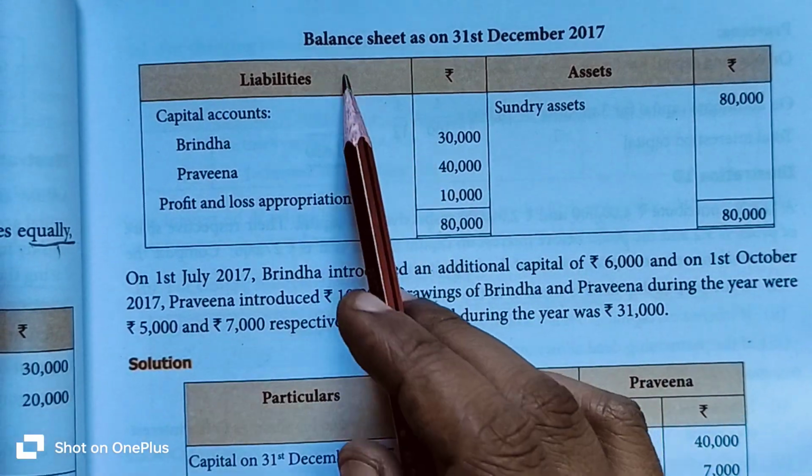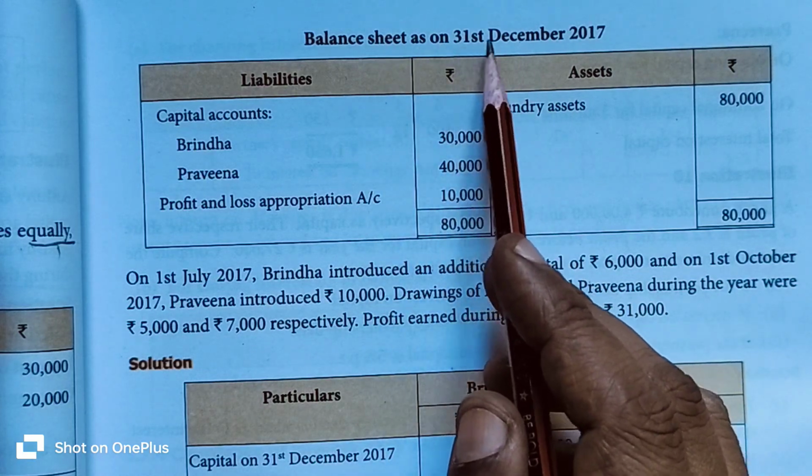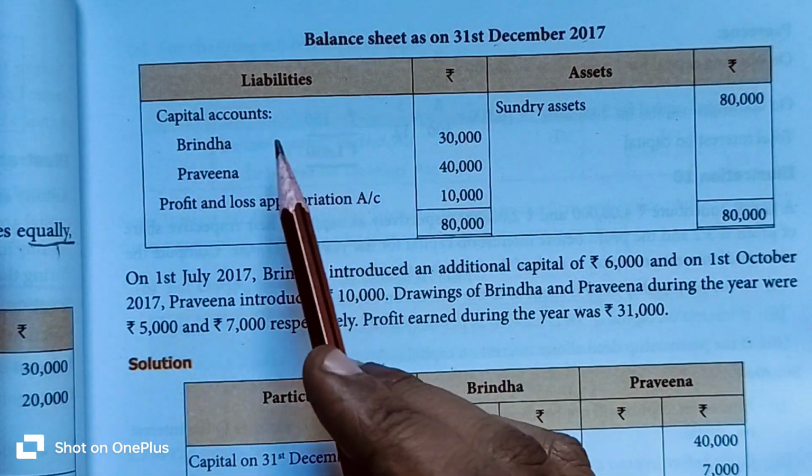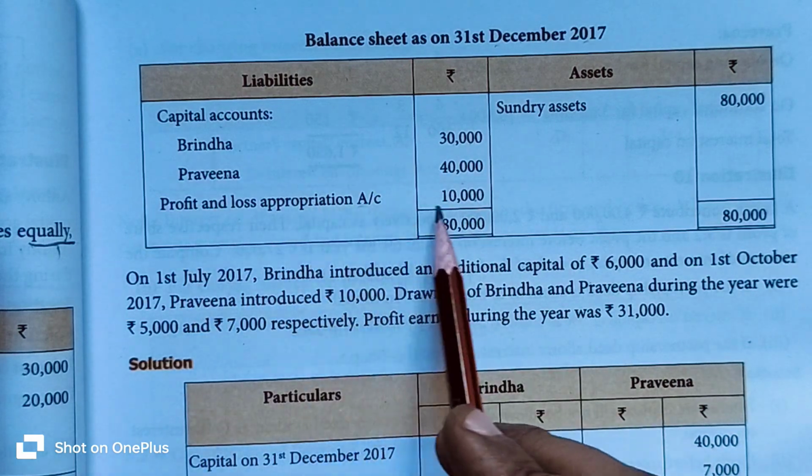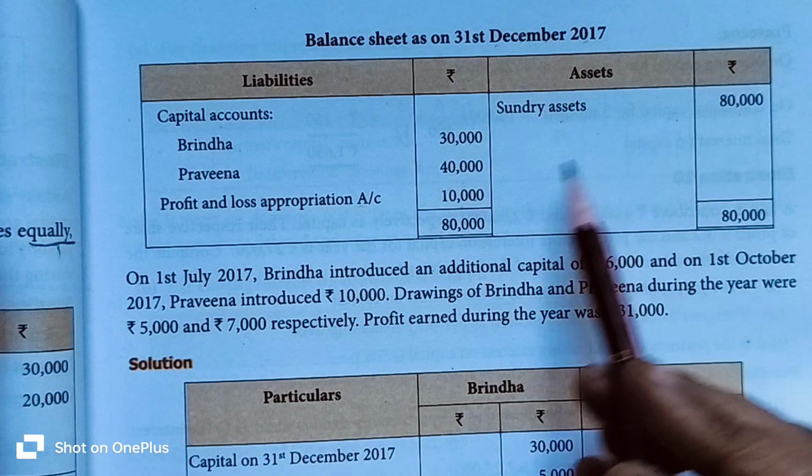The closing balance sheet is given here, that is 31st December 2017. Brinda and Pravina's closing capital is given here. Profit and loss appropriation is 10,000 rupees. Sundry assets are given here.